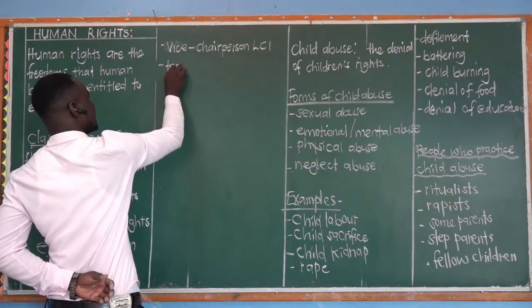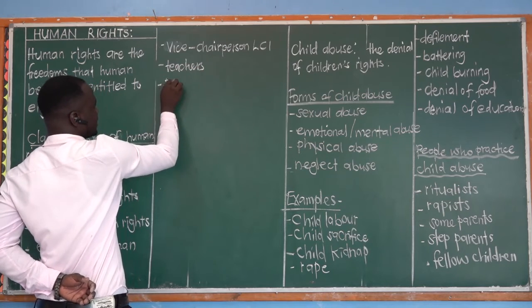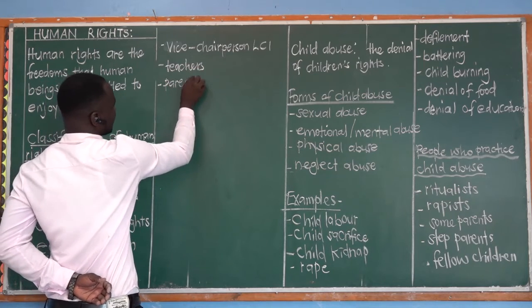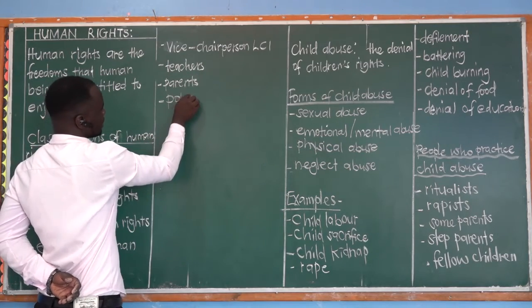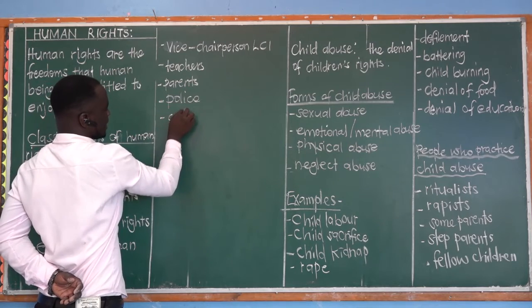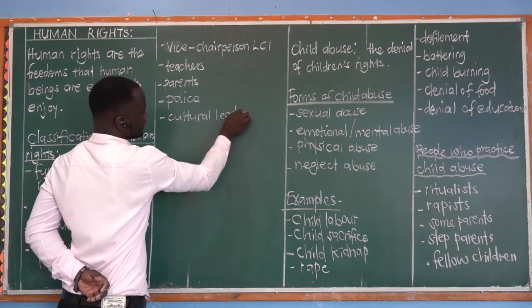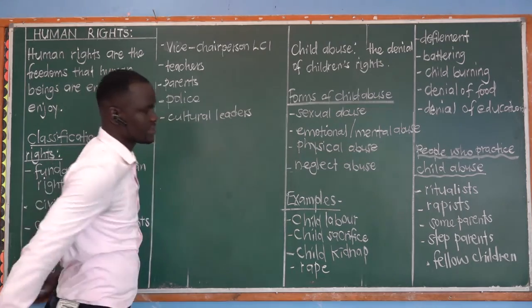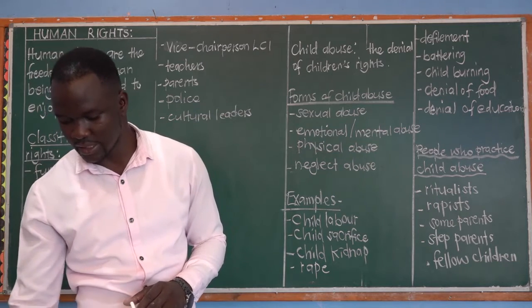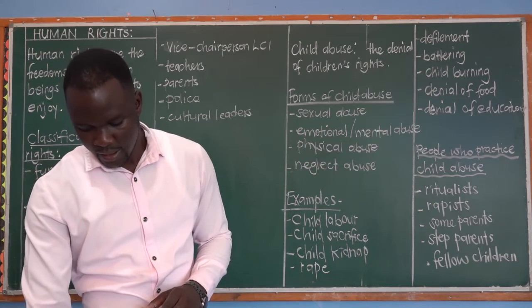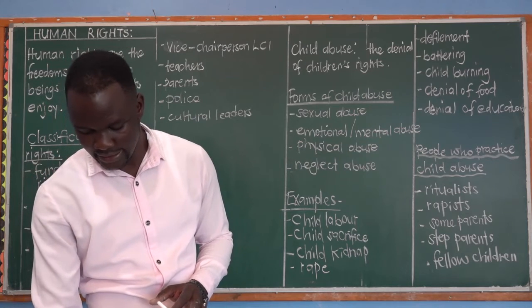We can report child abuse cases to our teachers. We can report to our parents in case someone violates our rights. We can report to the police or any other cultural leader. If you have a cultural leader, we can also report these cases to those cultural leaders, and our problems will be helped or addressed. So that is about children's rights.